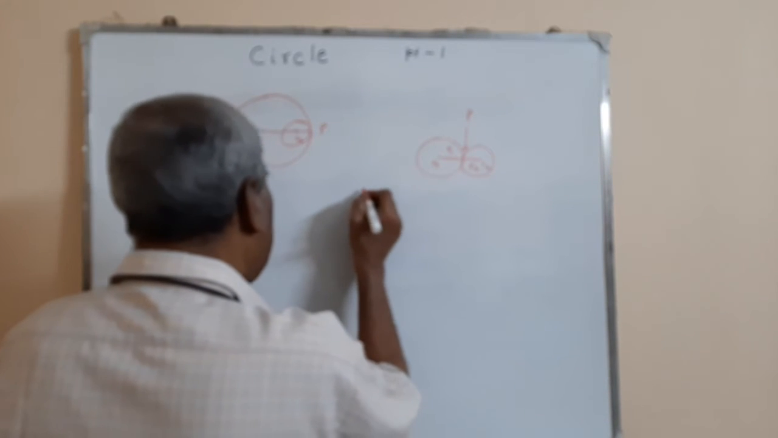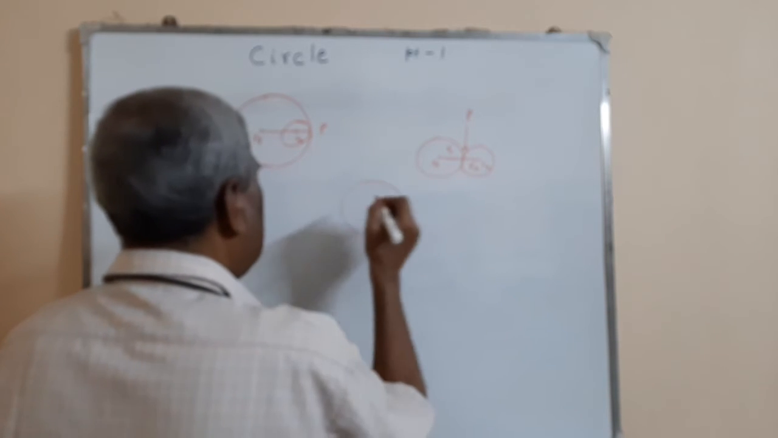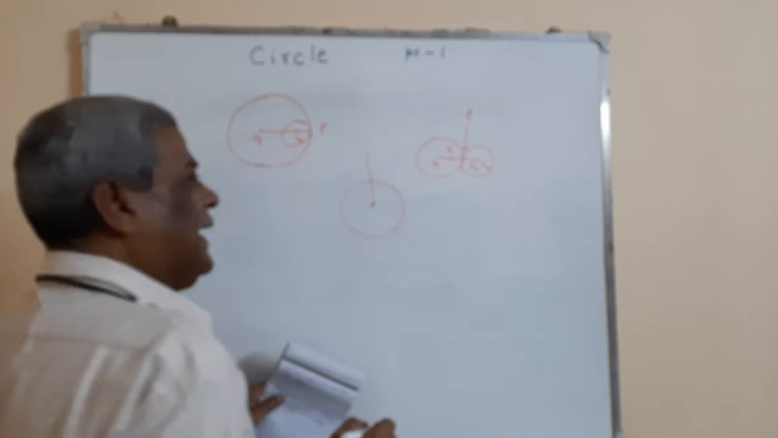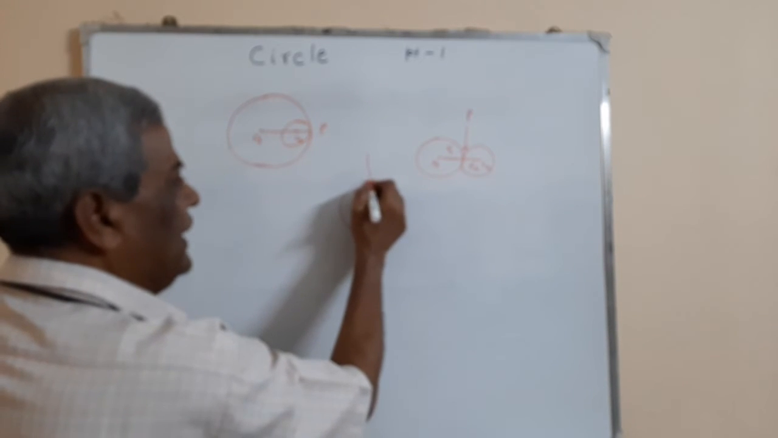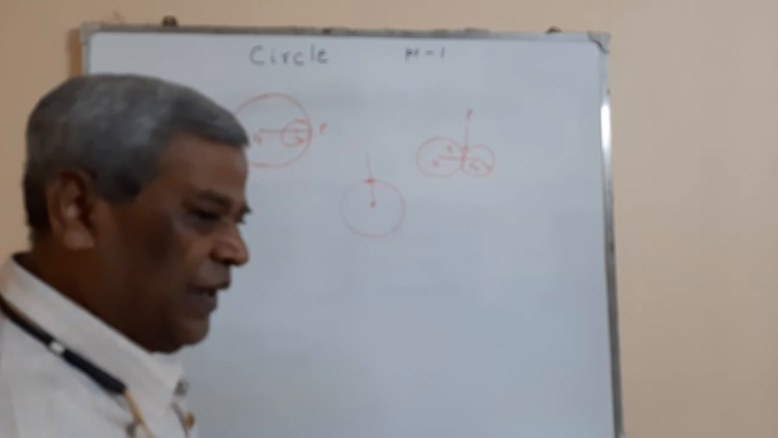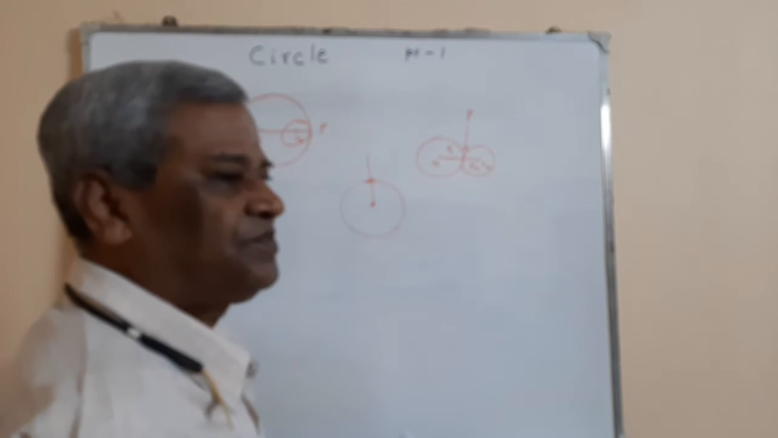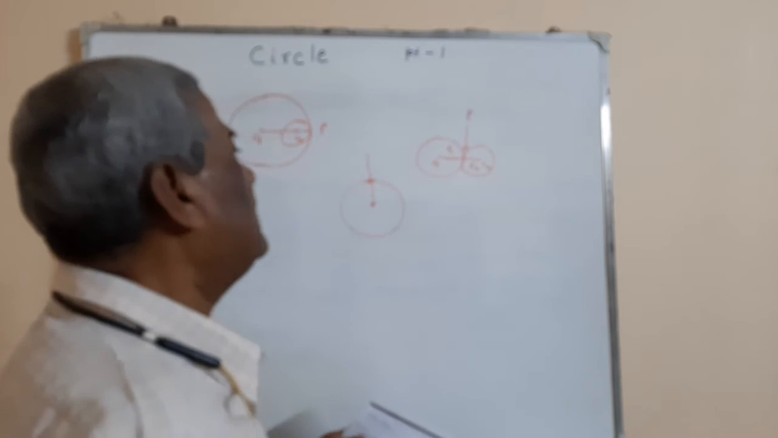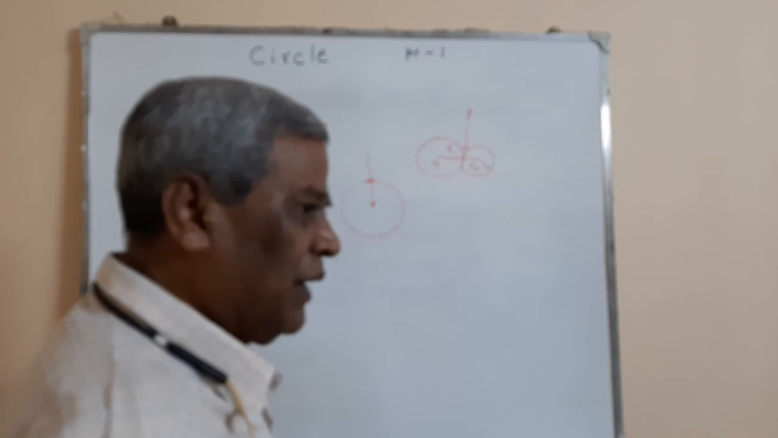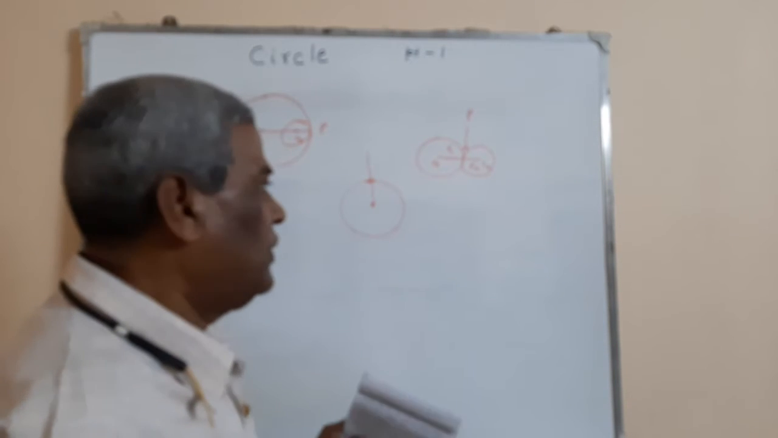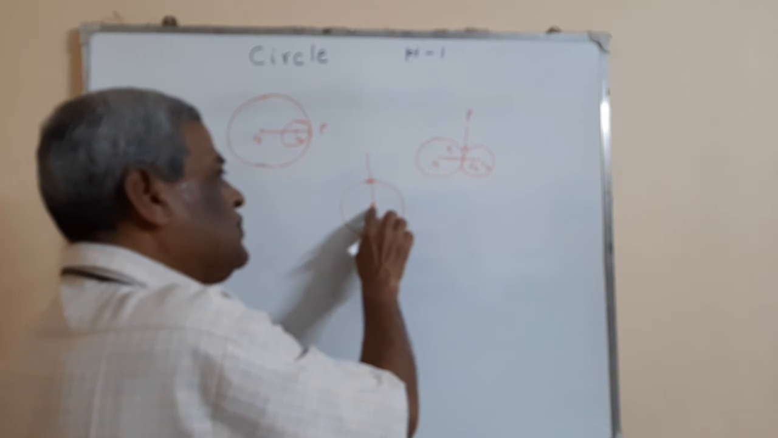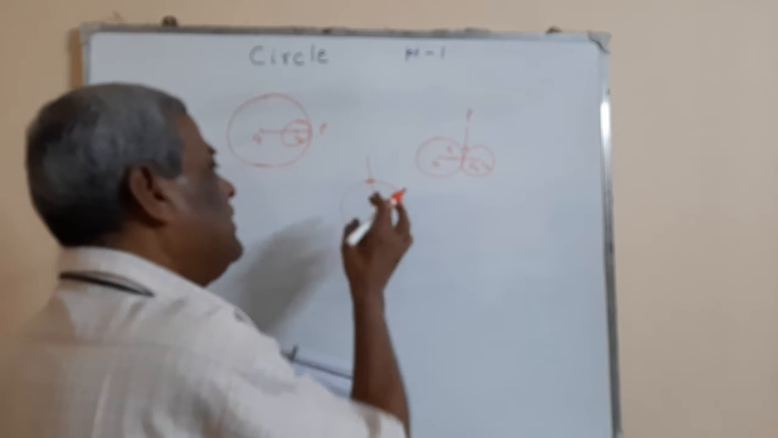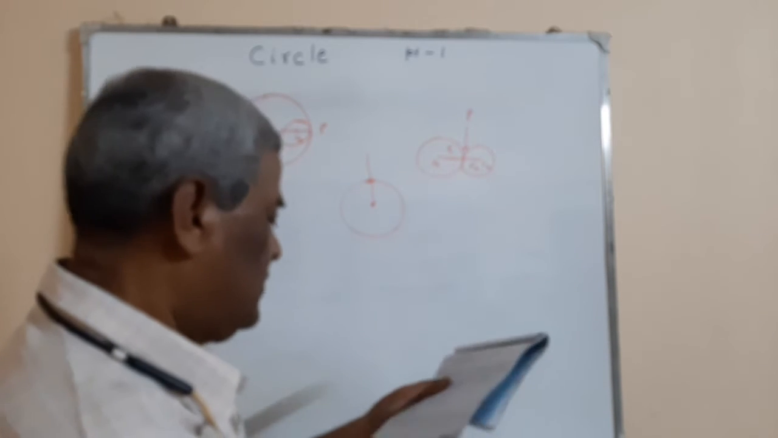Another very important piece of information: one circle and its normal. For any circle, the normal at any point must pass through the center of the circle. So this is a very easy way to identify whether a straight line is normal to a circle or not. If it passes through the center of the circle, then and only then can we say that the straight line is normal to the circle.